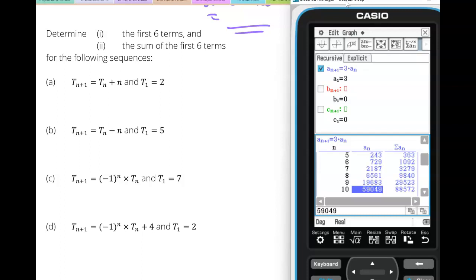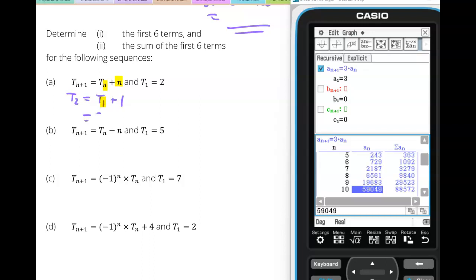So if I were to do this first one manually, I just want to show you how that works. For example, I know term 1 is 2. In this sequence, term 2 is going to be term 1 plus that N value. That N value is that same value. It's a position number. It is not a particular term in the sequence.